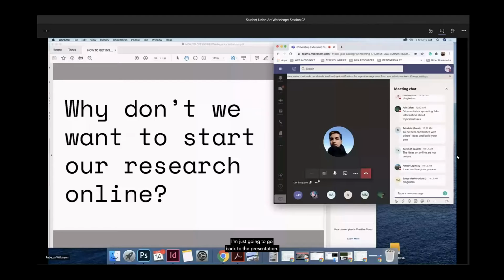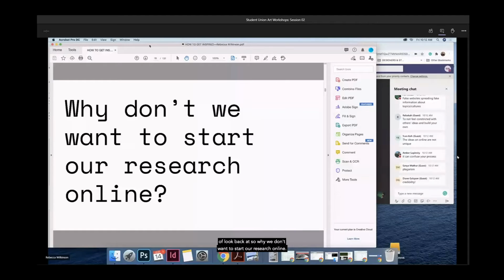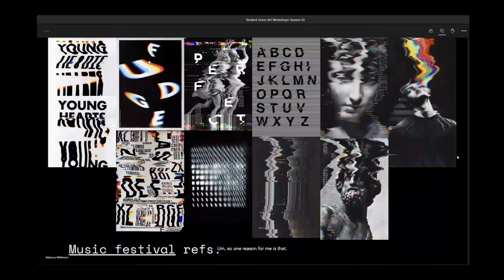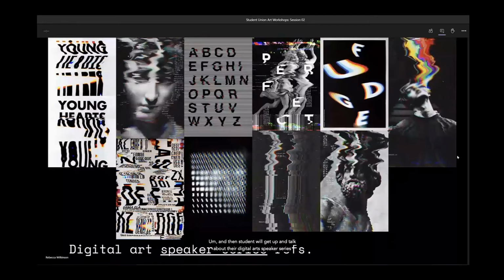I'm just going to go back to the presentation, but it would be nice to have this list afterwards to look back at. So why we don't want to start our research online. So one reason for me is that I've sat in on a lot of design presentations, and it often goes a lot like this. You'll have someone who stands up and they'll talk about how they're doing a visual identity for a music fest, and this will be their references. And the next student will get up and talk about their digital art speaker series, and these will be their references.